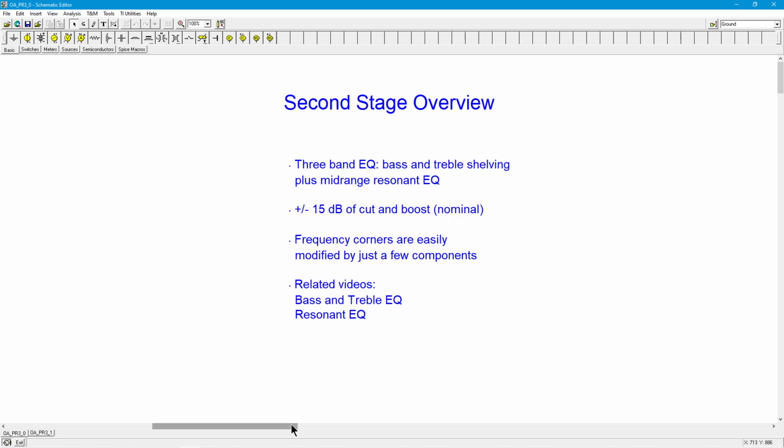Big picture. The EQ consists of a 3-band section. This has a shelving EQ, standard shelving EQ for bass and treble. And then in the mid-range, there is a resonant style EQ. Cut boost levels, roughly 15 dB plus and minus. In reality, the treble is about 15, the mid-range is about plus and minus 10, and the bass is about plus and minus 20. I will show you ways that you can tweak those numbers.